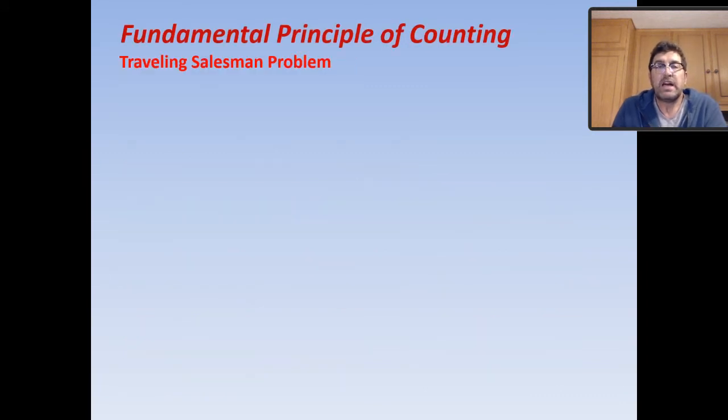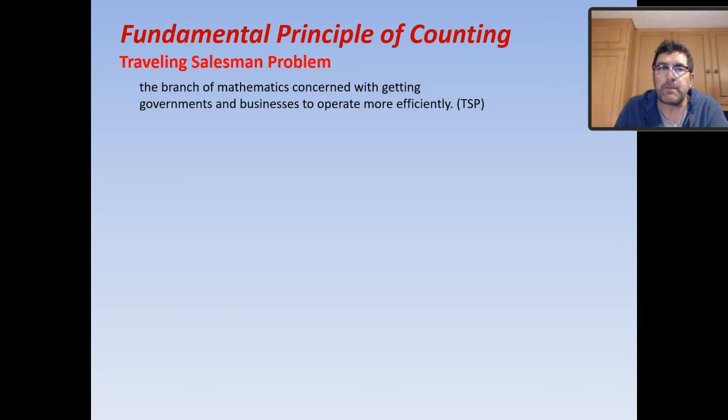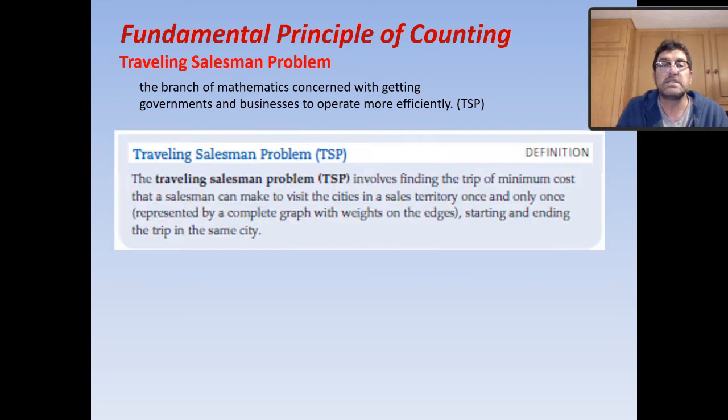So, if we look at Hamiltonian circuits, folks, we are looking at something that's called the traveling salesman problem. Unlike the Chinese postman problem, we don't have to visit each edge, but we visit each vertex and we find the most economic way to get there. So it's a branch of mathematics concerned with getting governments and businesses to operate more efficiently. In short, we're going to call it TSP.